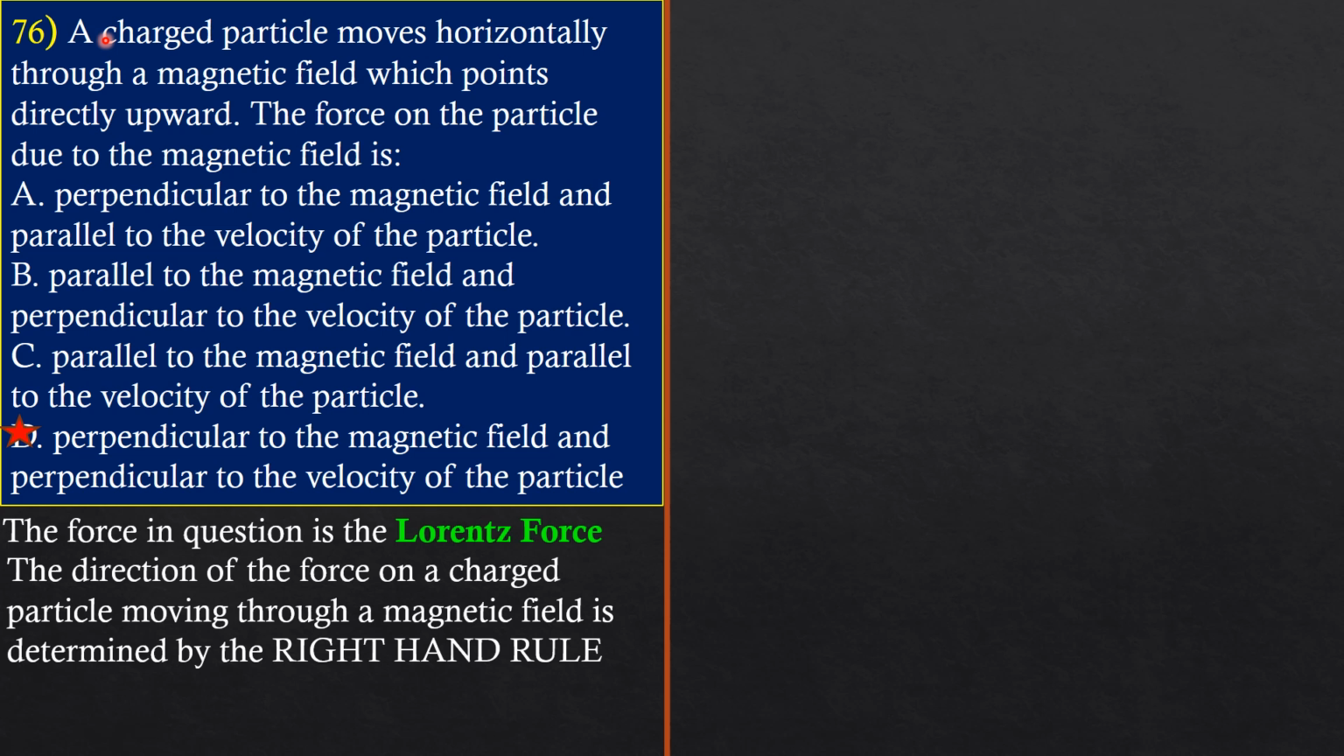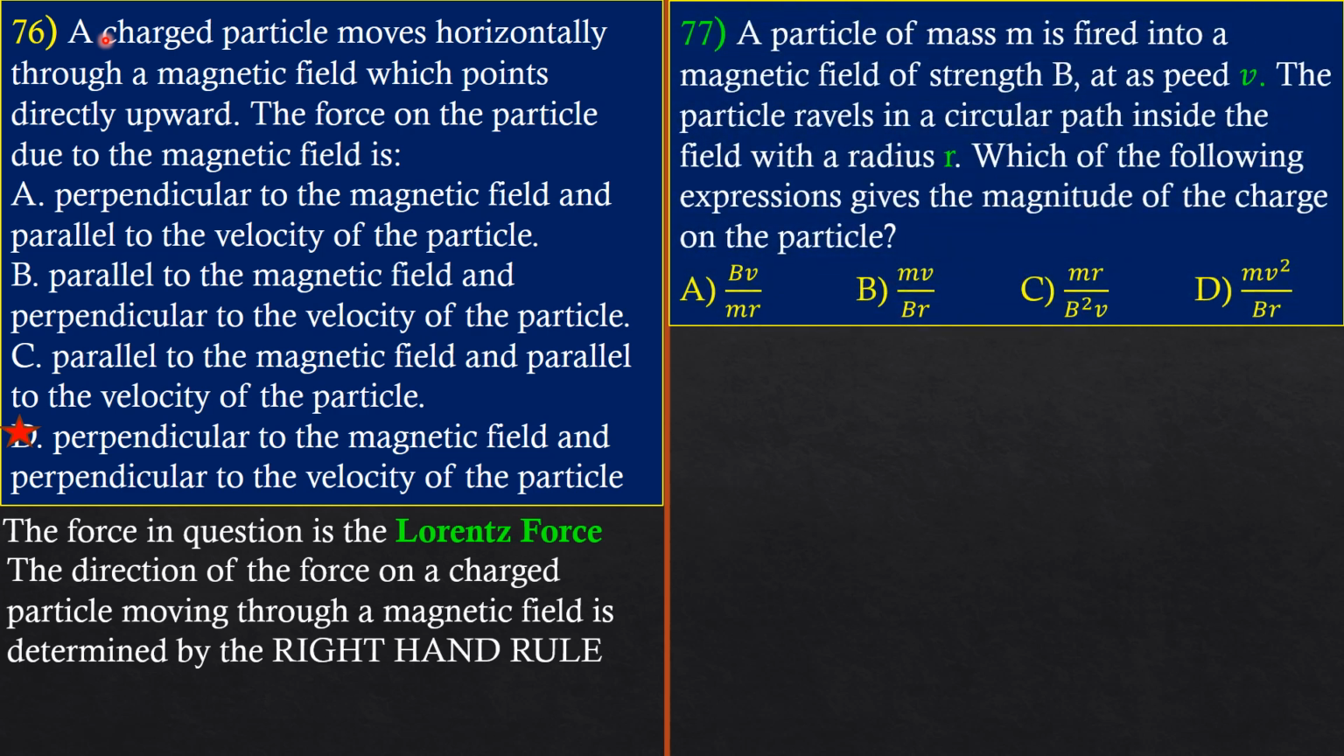Guys, that's it. Question 77 reads that a particle of mass m is fired into a magnetic field of strength B at a speed v. The particle travels in a circular path inside the field with a radius r. Which of the following expressions gives the magnitude of the charge on the particle?